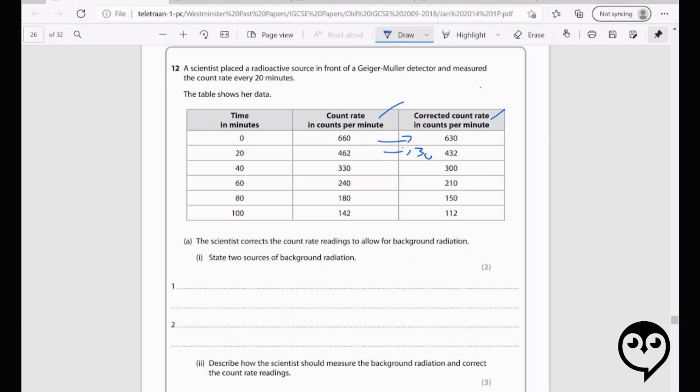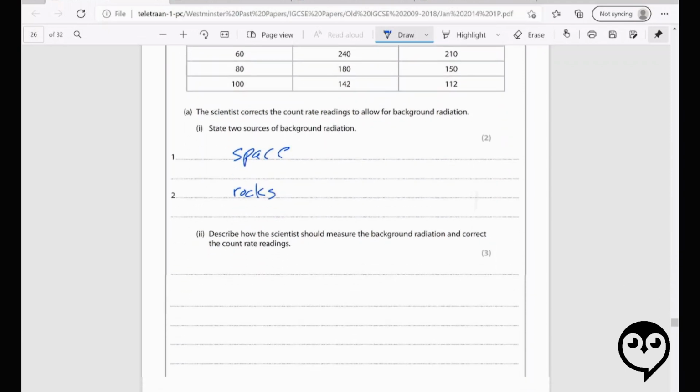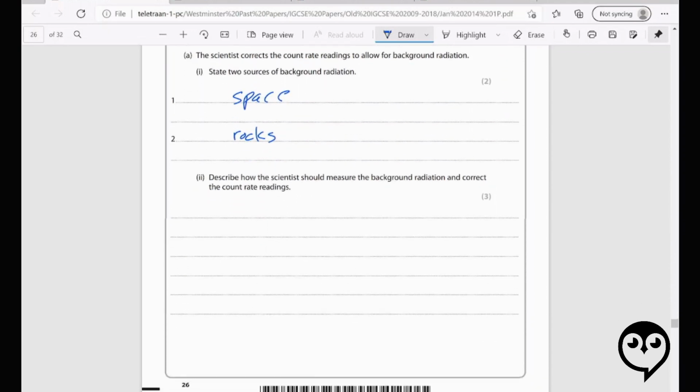You definitely need to know 2 sources of background radiation. We can say space. A lot of people might say rocks underground, and this is where the radon gas seeps out from. I think that's fine. There's probably a few other sources, but let's look at the marks later. Describe how the scientists should measure the background radiation and correct the count rate readings. 3 marks.